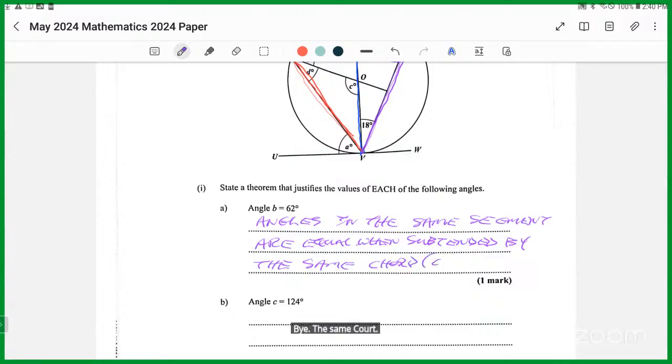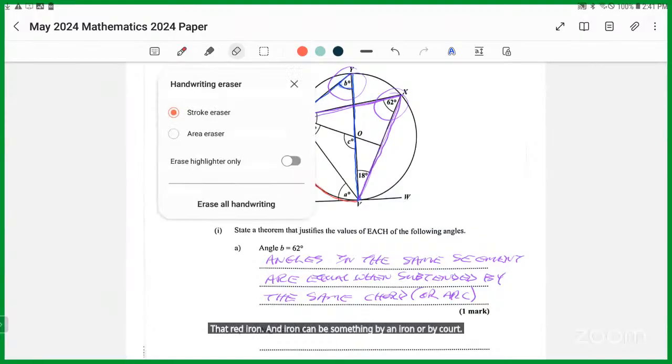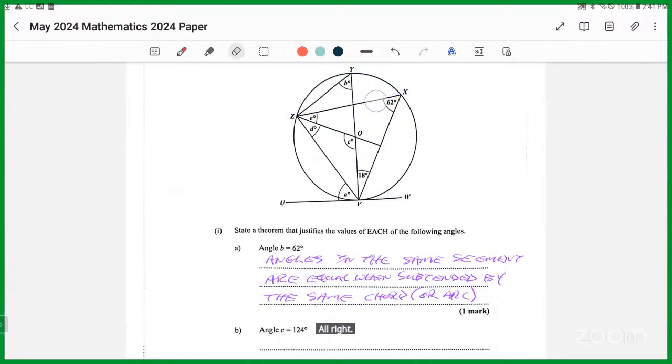It can be an arc as well. Same chord or same arc. Remember, an arc can also subtend an angle. So this will be the arc subtending the two angles as the same. This red arc is subtending those two angles as well. See that? That red arc. An angle can be subtended by an arc or by a chord. All right? So they are equal. Same segment. That's why these two angles are equal.